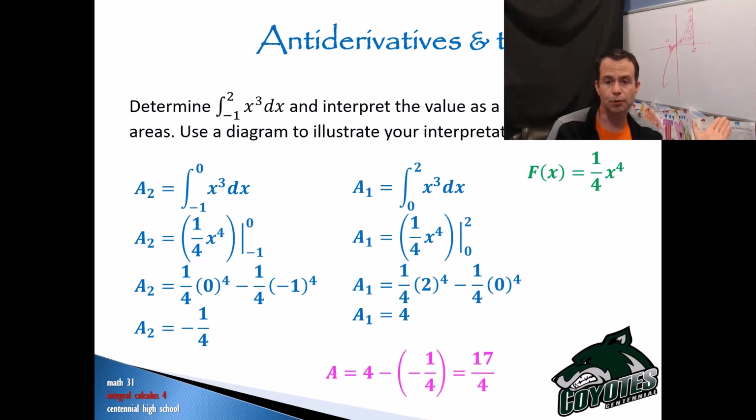Okay, so 4 minus -1/4 is 17 over 4. So I have a total area, not a net area. We're not evaluating, we wanted the total area. The total area is 17 over 4. Okay, so that's what we're doing today.